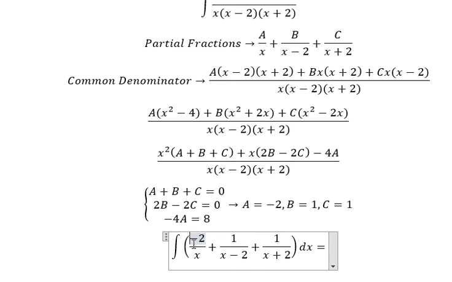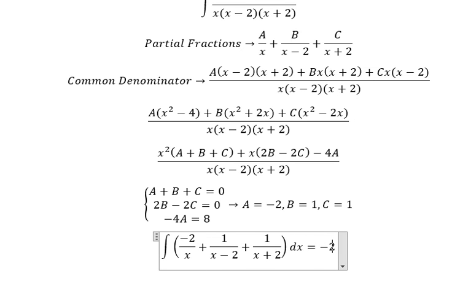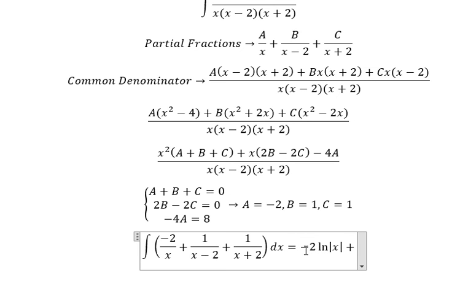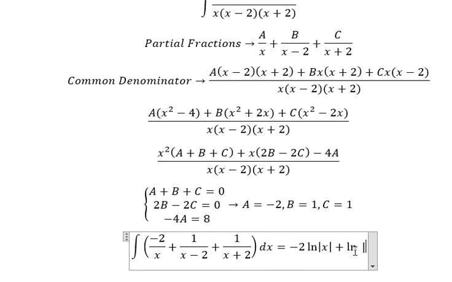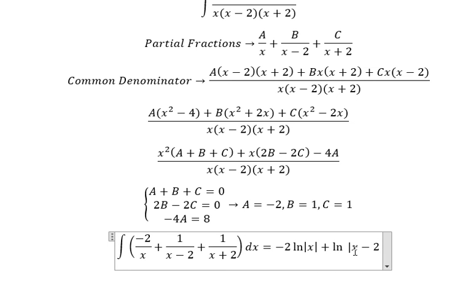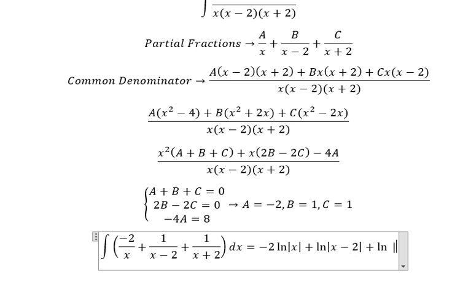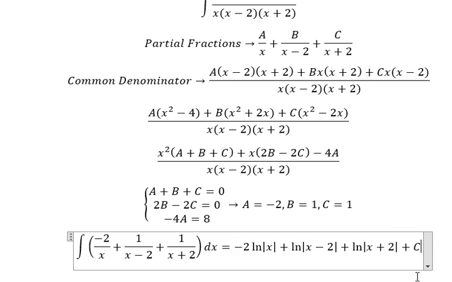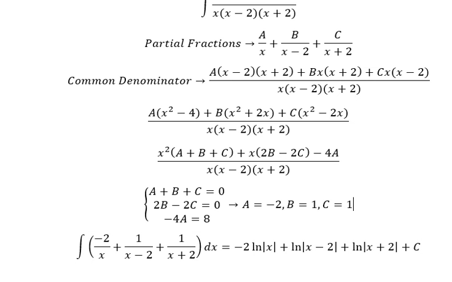The integration of negative 2 over x, we have negative 2 ln of the absolute value of x. The integration of this one, we have ln of the absolute value of x minus 2. And the last one. And then we put c, that's the constant. This is the end.